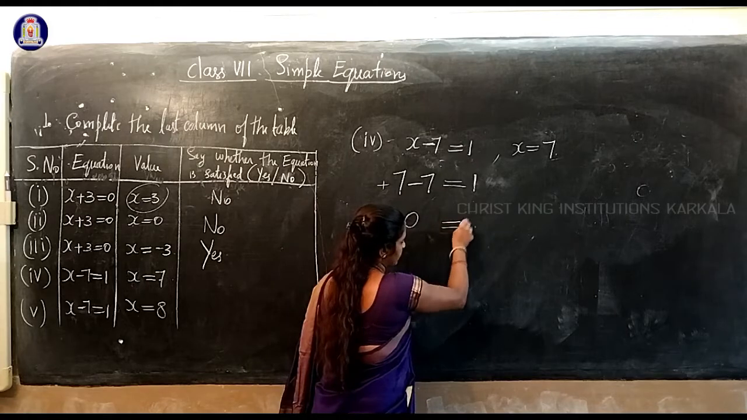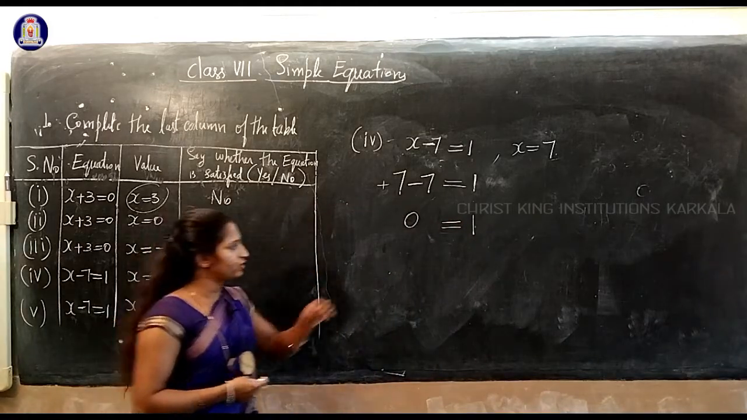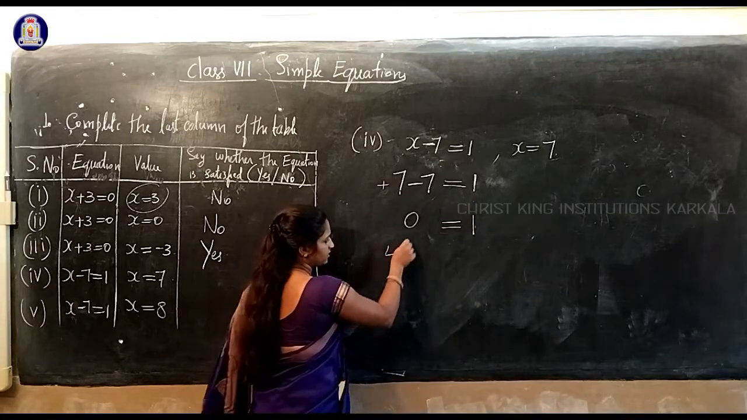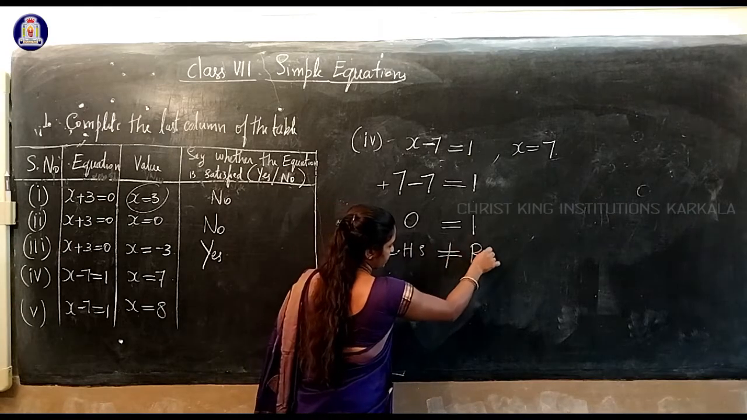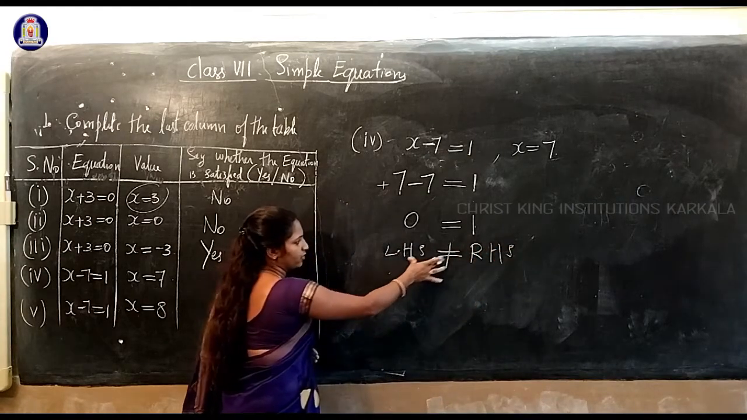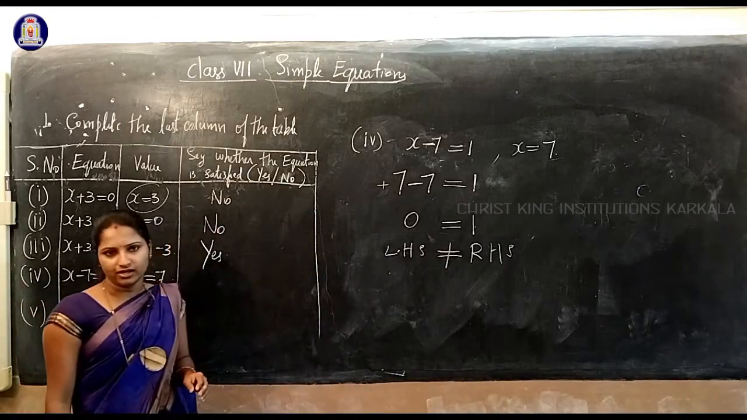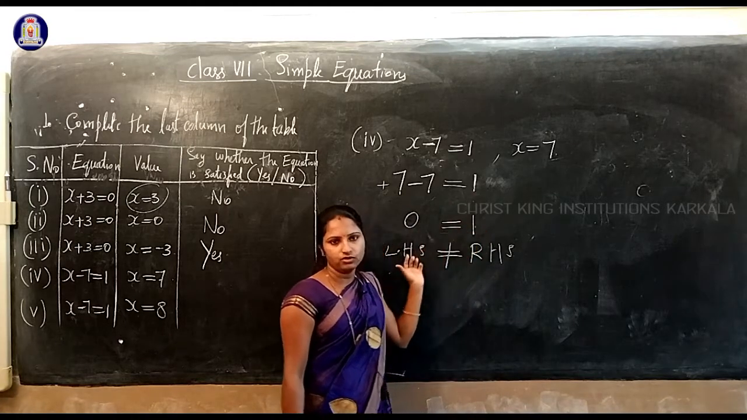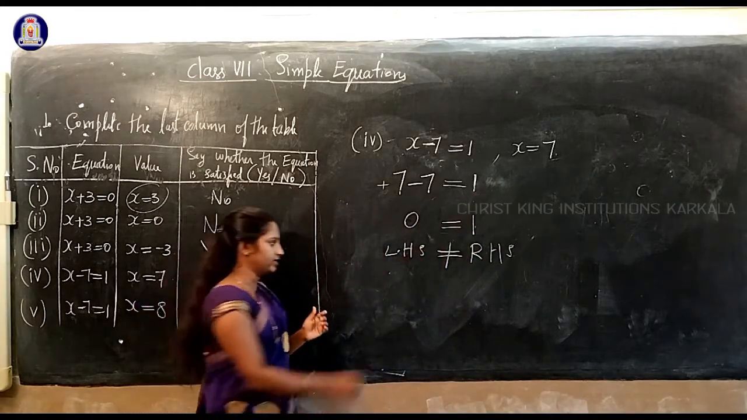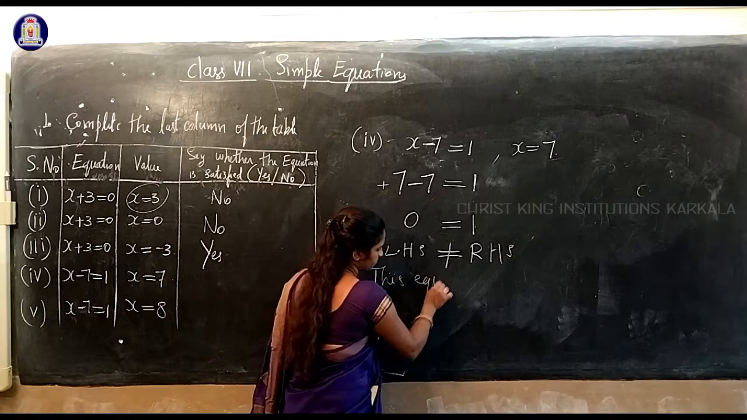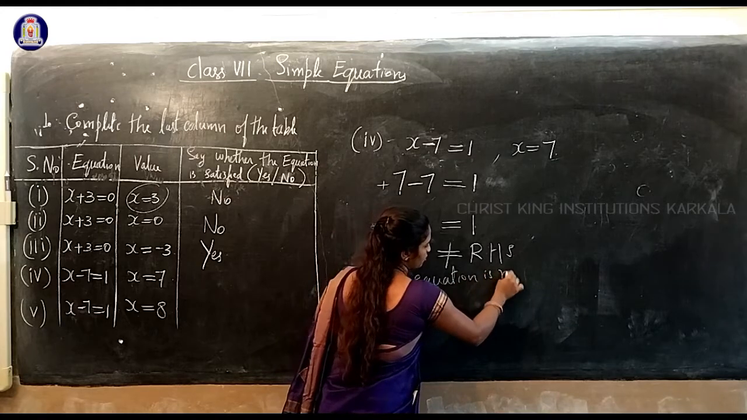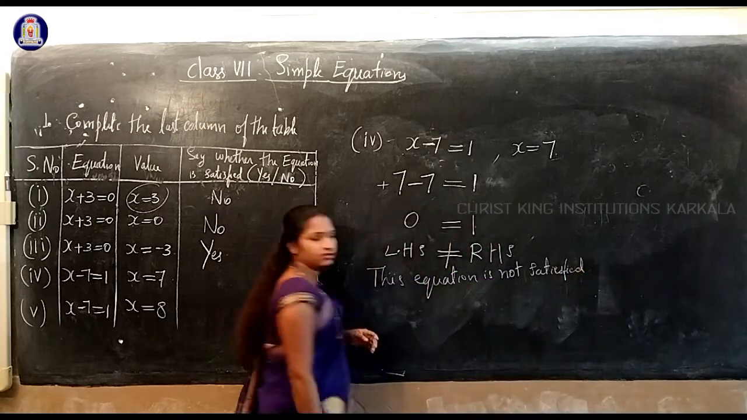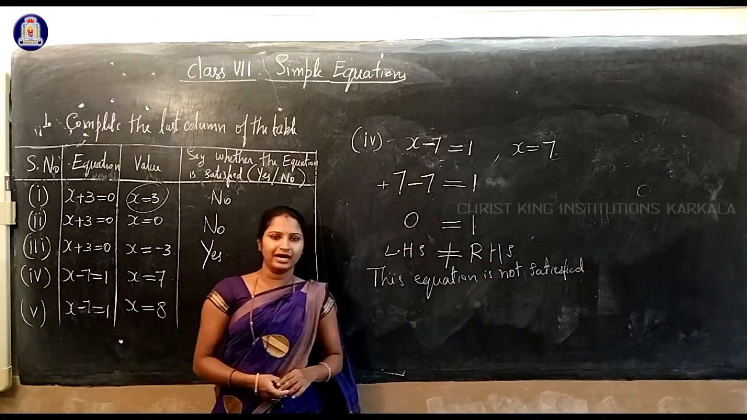Now see the right hand side, there the value is 1. So left hand side and right hand side, are they equal? No. LHS is not equal to RHS. The left hand side value and right hand side value are not equal. See here, the left hand side is 0 and the right hand side is 1. Different, isn't it? Yes. So this equation is not satisfied. Clear? Because LHS is not equal to RHS. Yes.